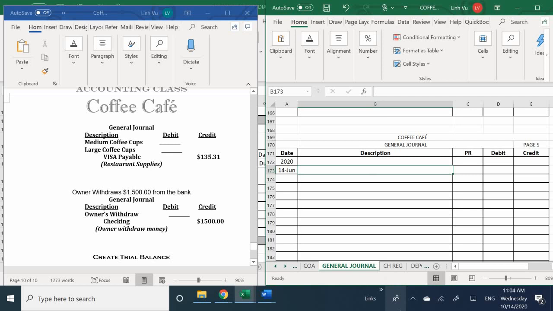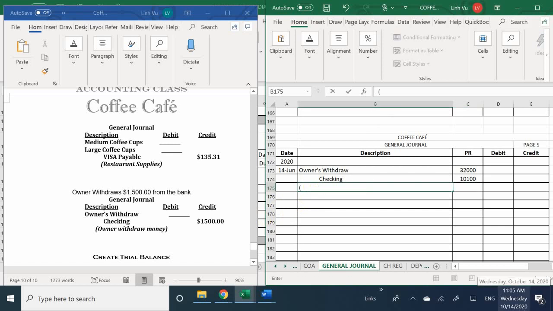So the owner withdrew money. I'm going to make sure I update my checking account because I made the withdrawal. Okay, so I'm going to journalize that I'm making an owner's withdrawal. Can someone tell me what account is owner's withdrawal? 32,000 is my owner's withdrawal account. 10100 is my checking account. And here I'm also going to indicate that the owner withdrew from the bank.